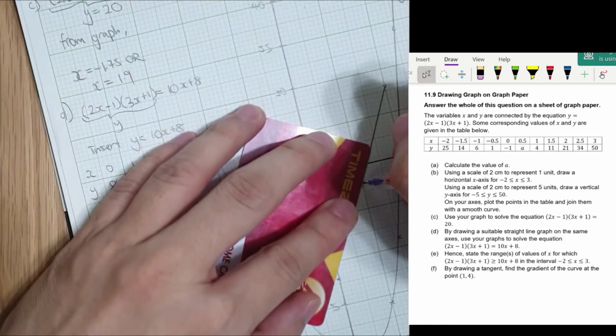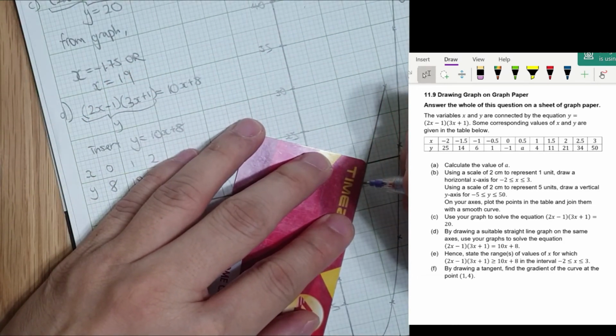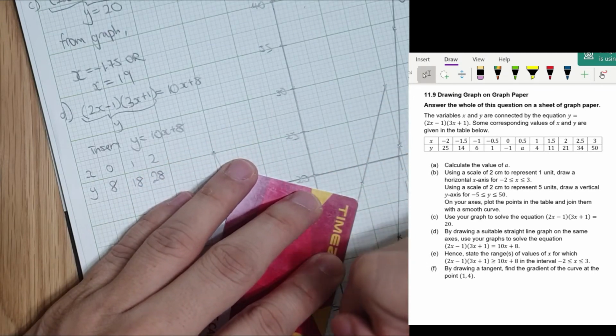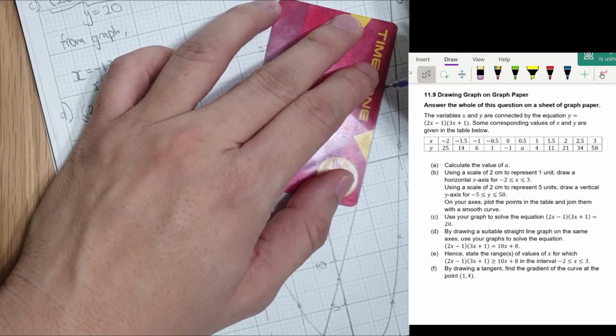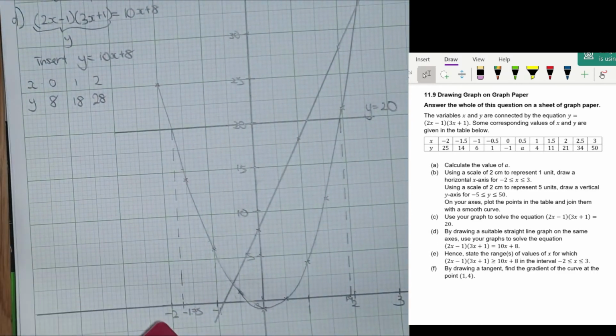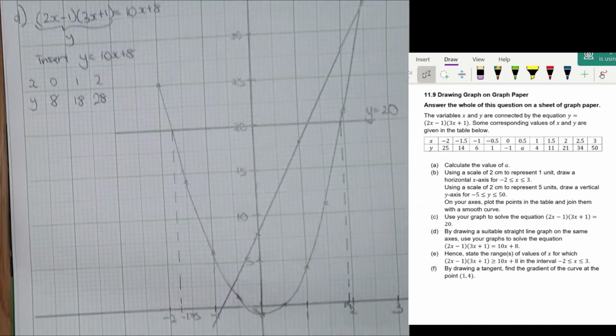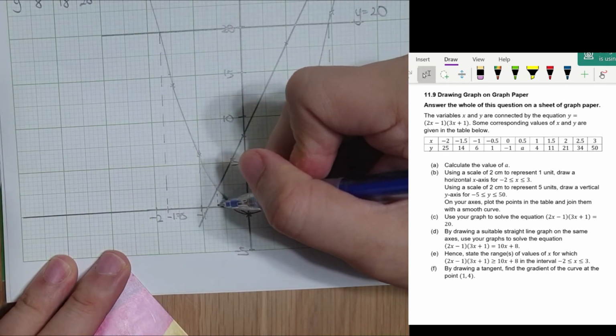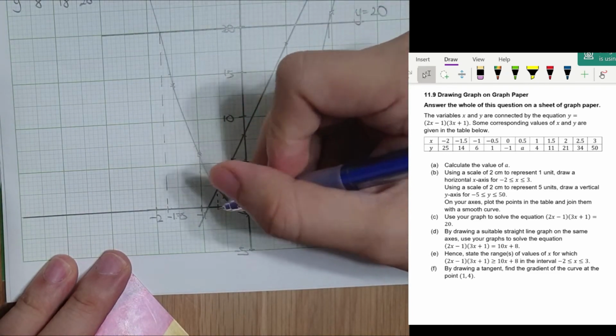So draw this line out. Make sure you extend the line. Make sure you extend the line beyond these 3 points. Okay, and the part that they are equal is always at the point of intersection. Okay, so label this.